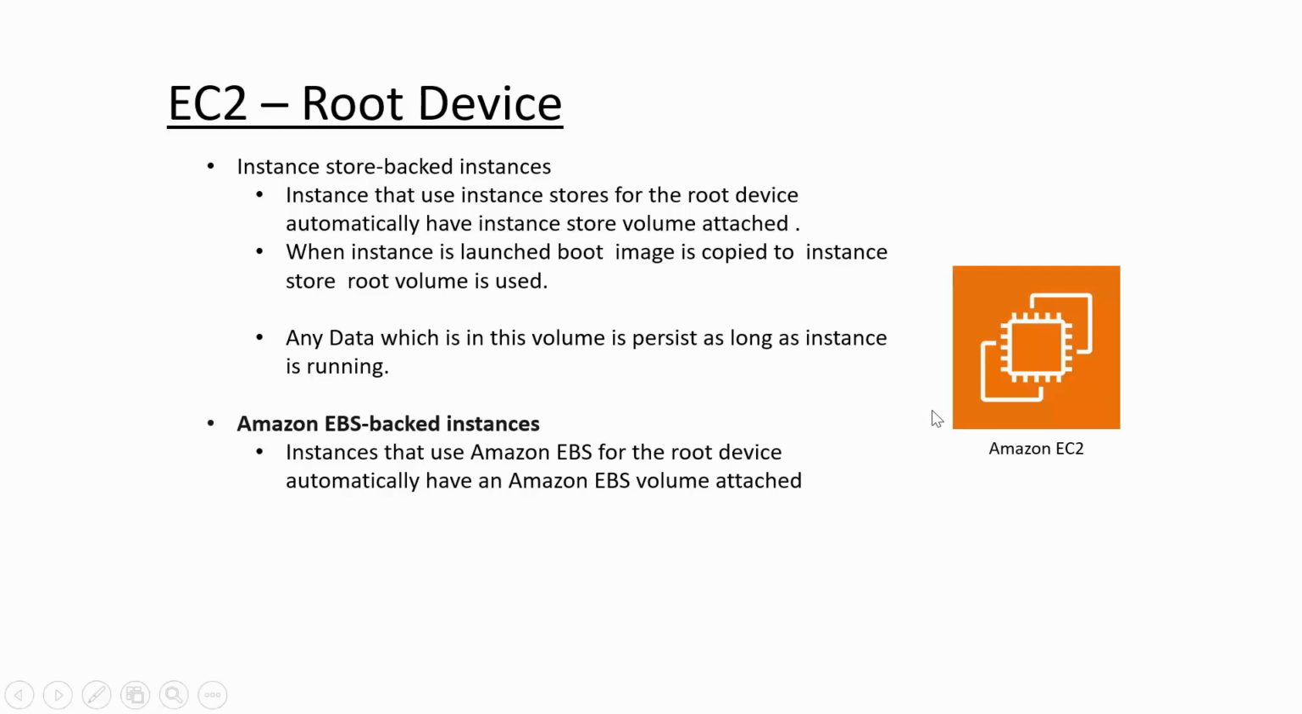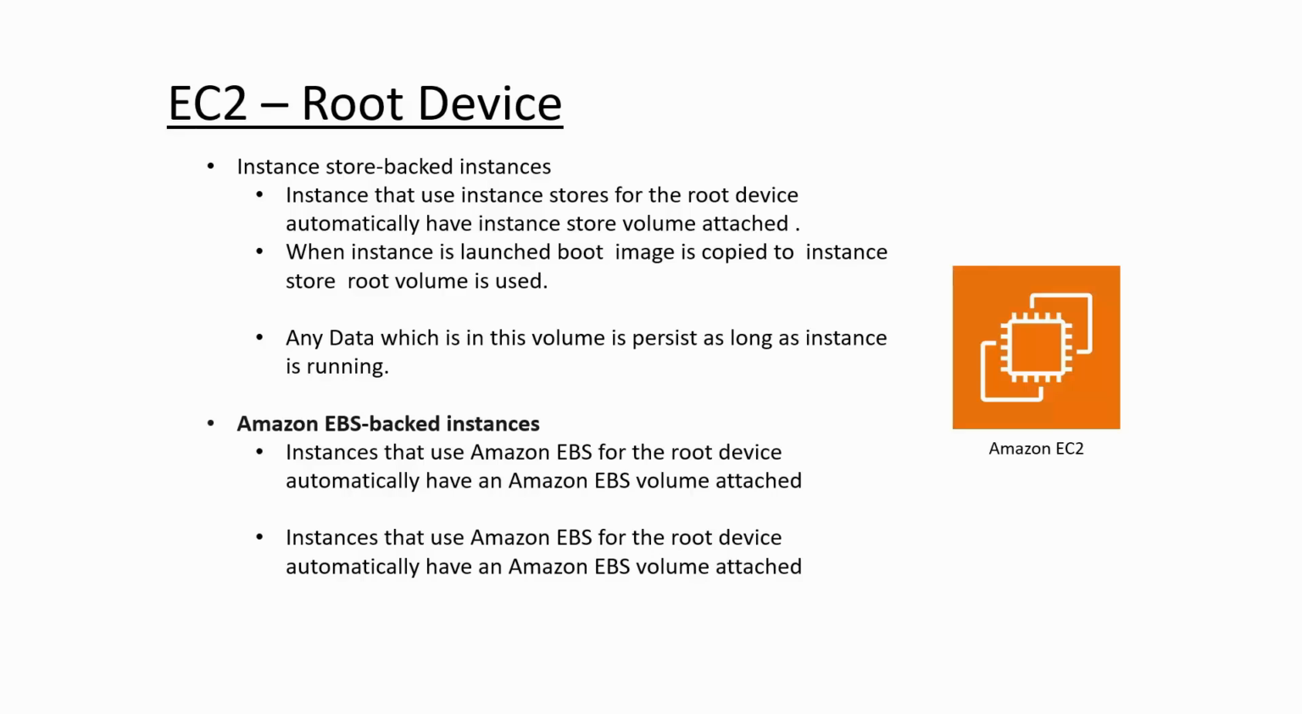Even though you shut down the server, if you turn it on again, you will not see your data lost. That's the whole purpose of having the EBS volume. An instance that uses EBS for the root device automatically has an EBS volume attached. So while building EC2, if we choose EBS as a hard disk, it will use EBS root volume space to build the root drive for the operating system.